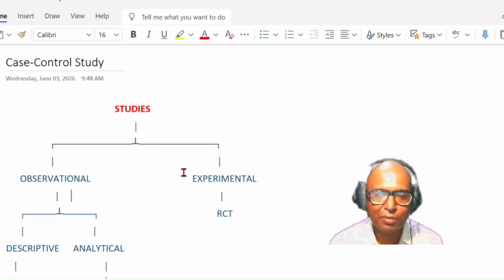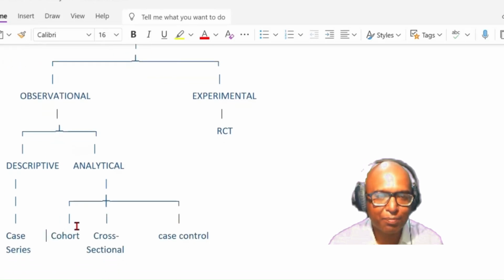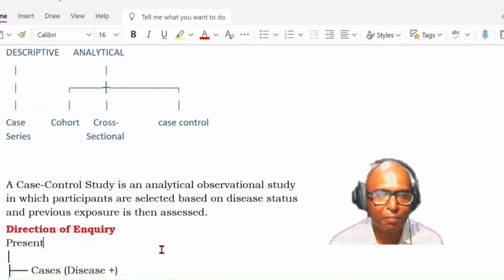In the experimental category we have the randomized control trial, while in observational we have two further types: descriptive and analytical. In descriptive we have the case series, and in analytical we have cohort and cross-sectional, which we finished in the last session, and today we will finish with the case control. So case control is an observational analytical study. So we start with today's topic of case control.